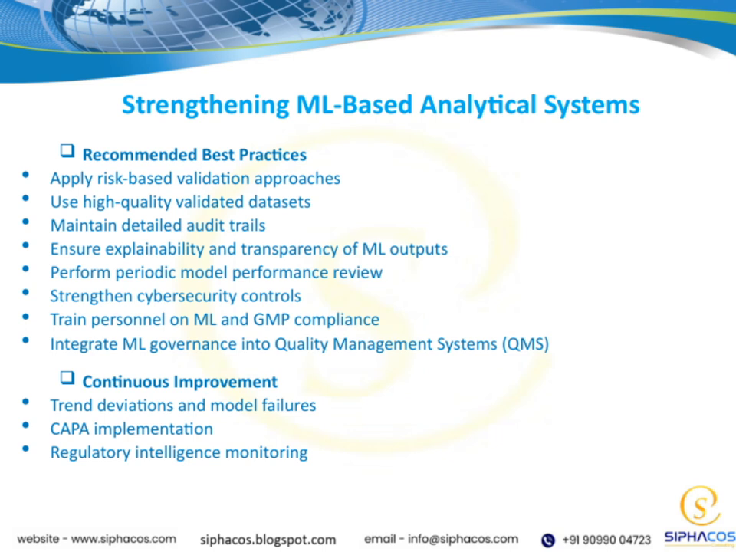Moving into continuous improvement, it's important to monitor for trend deviations and model failures. When issues are identified, implementing CAPA, corrective and preventive actions, is essential to address root causes and prevent recurrence. Lastly, staying informed through regulatory intelligence monitoring ensures our practices remain up to date with evolving standards and expectations. All these elements work together to build resilient, trustworthy ML systems that support our overall quality objectives.